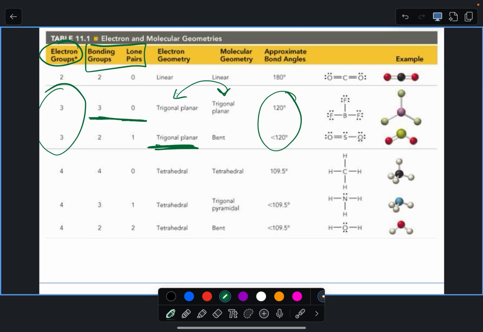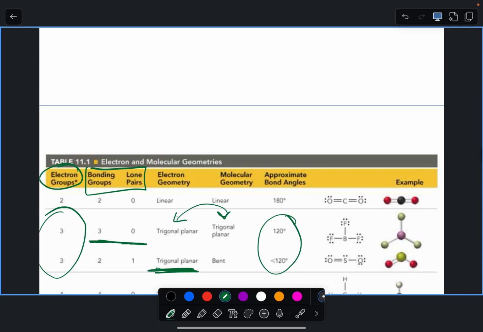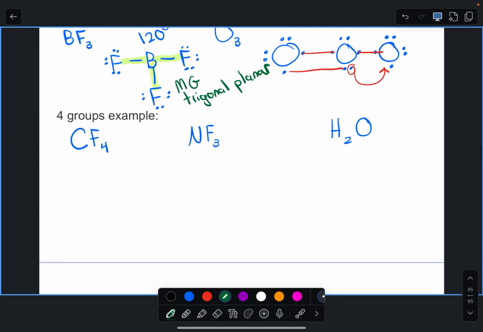So if I just trace atom, atom, atom, that shape is different than the trigonal planar shape. So if there's a lone pair, that's when the names will be different. Is there ever a point in time where there's more than one lone pair? Yep. So now we're going to get to groups of 4. We're going to do the same type of thing, but with 4 groups.